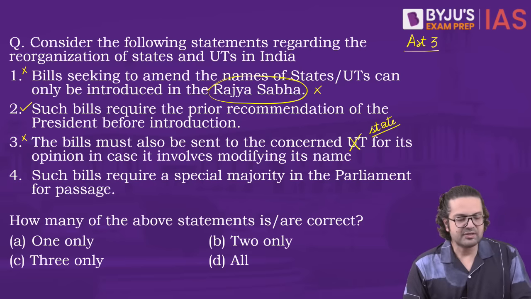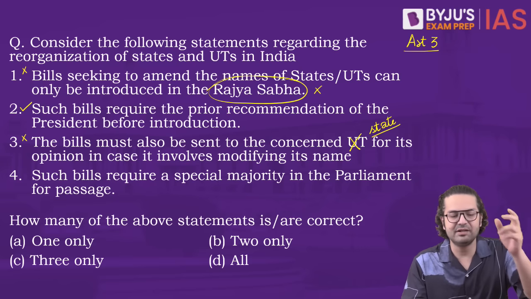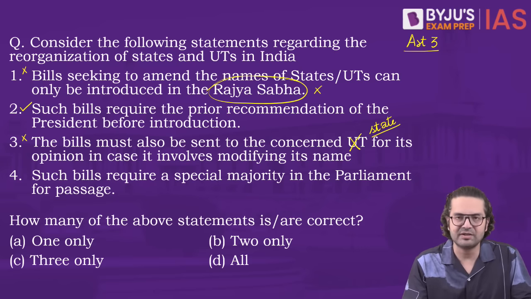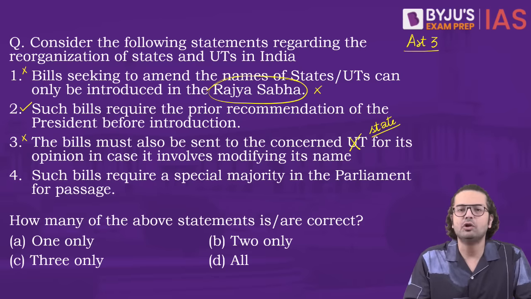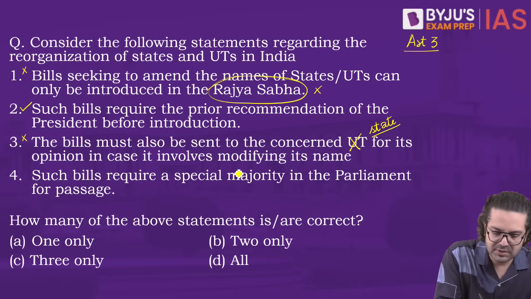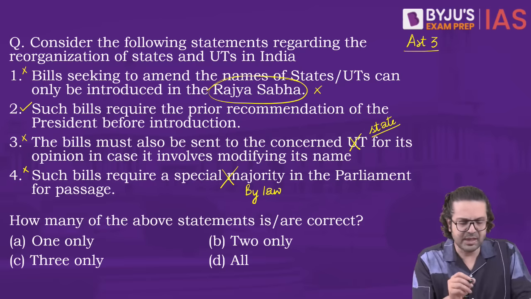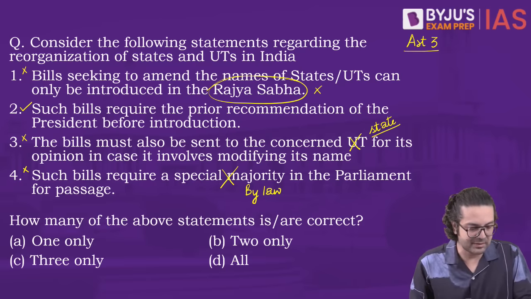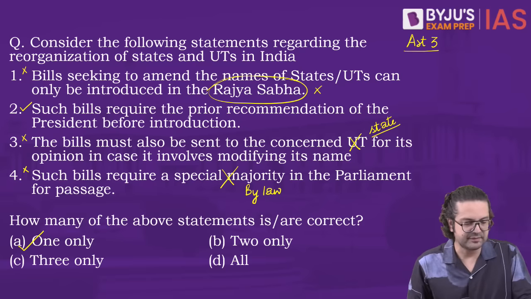Number 4, such bills require a special majority in the parliament for the passage. Special majority is not needed. We know very well Article 3 provides for reorganization by the parliament by law. By law would mean what? By a simple majority. So this is also wrong. How many of the above statements is or are correct? So only one is correct. A is the right answer.